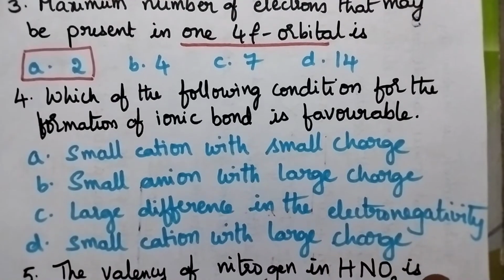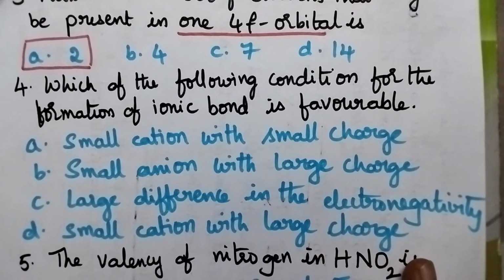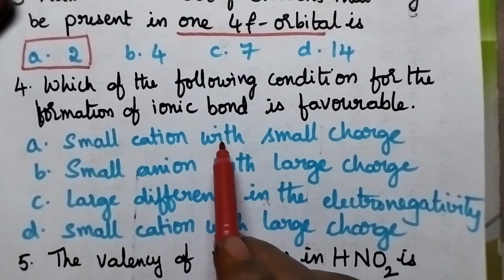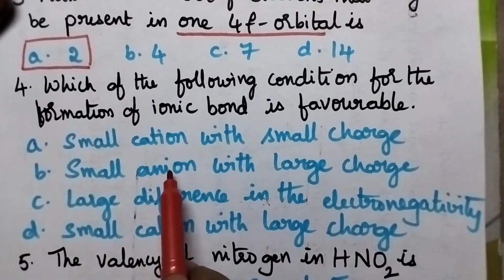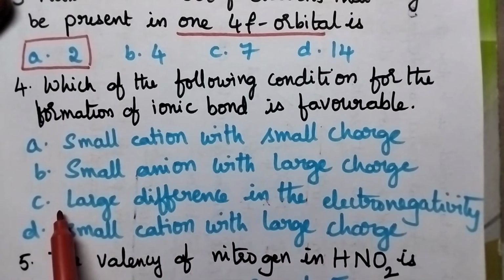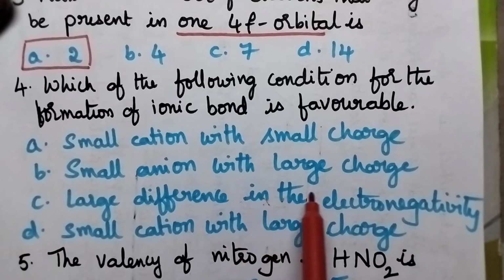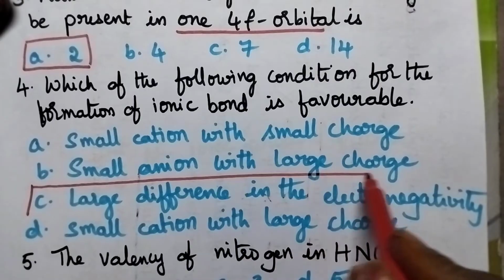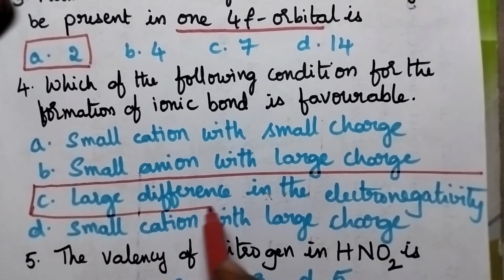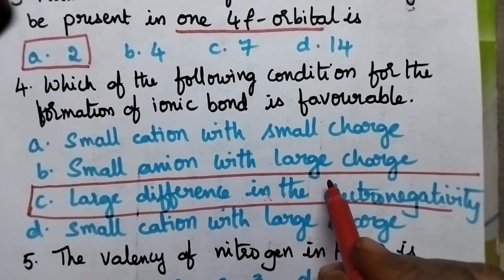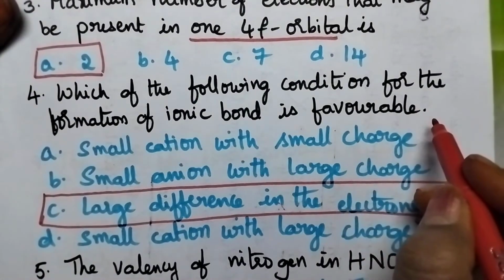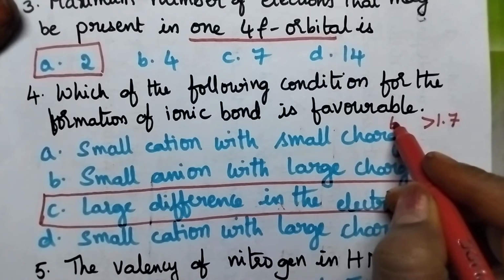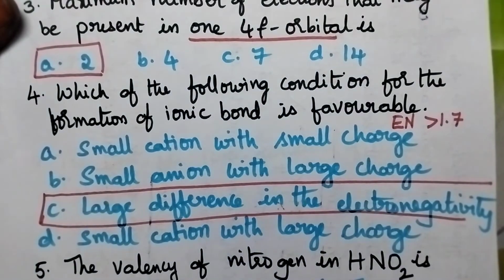Which of the following conditions for the formation of ionic bond is favorable? Option A, small cation with small charge. Option B, small anion with large charge. Option C, large difference in the electronegativity. Yes, option C, that is large difference in the electronegativity, is the right option. If the electronegativity difference between the atoms is greater than 1.7, then it results in the formation of ionic bond.